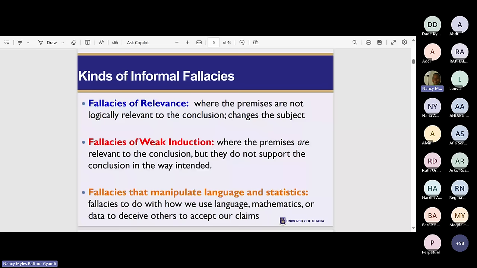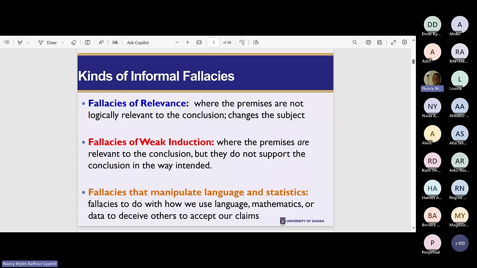If I argue that way, I may be generalizing in haste. You will see hasty generalization shortly. Okay, so that would be a good example of a weak induction. That is where the premises are relevant to the conclusion, but they do not support the conclusion in the way intended. They don't have the strength to support the conclusion. So there's a categorization of informal fallacies that fall under weak induction.